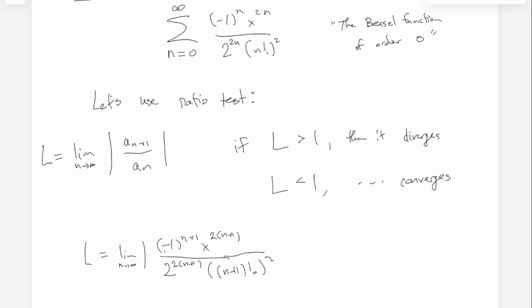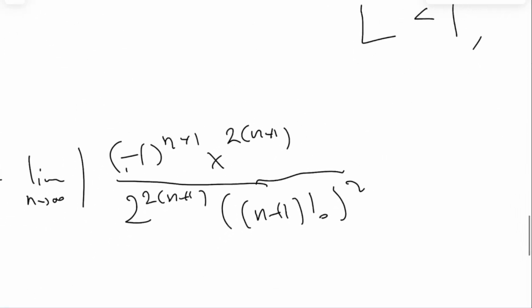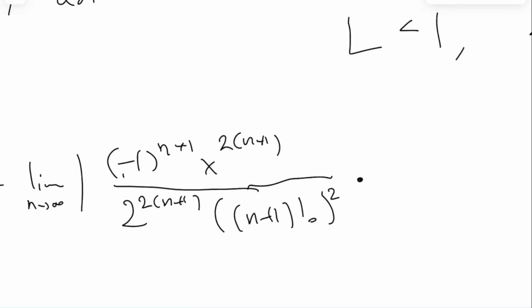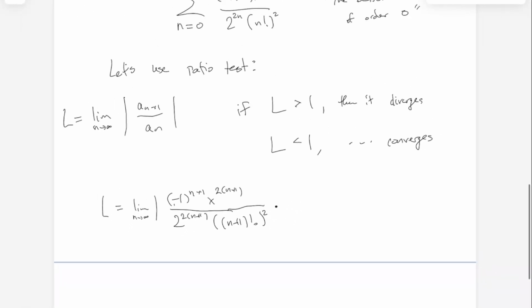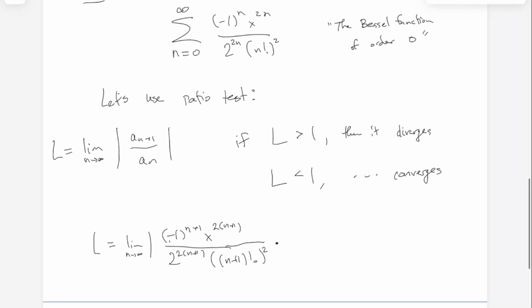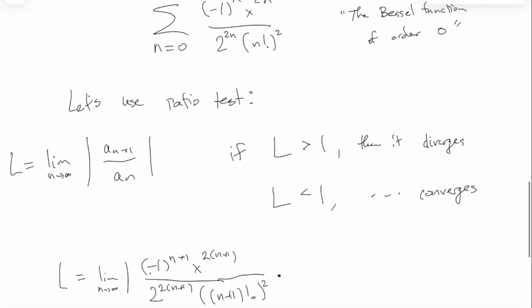Can you see what I'm writing? Not really. Is it just messy? I'm plugging in n+1 instead of n. And then I go times the reciprocal of a_n, which would be just the original formula, in the reciprocal. So it's 2^(2n) times n factorial squared over (-1)^n x^(2n). And all of this is inside of absolute value signs.